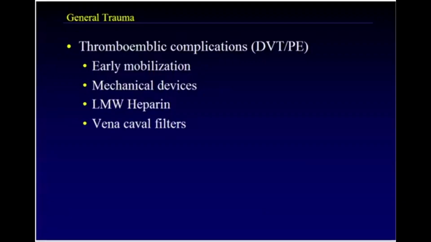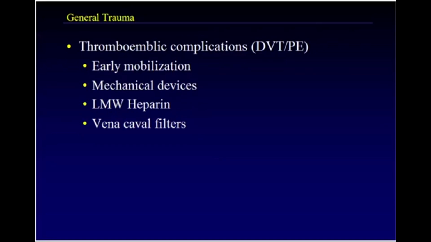Thromboembolic complications are very important in orthopedic traumatic injuries: deep venous thrombosis and pulmonary embolus. They can be prevented by early mobilization of the patient, early stabilization of long bone fractures, which will allow you to mobilize the patient early, and then as well the use of prophylactic measures such as mechanical devices, foot pumps, SCDs. You all are probably aware that in orthopedic trauma, at least, there's never been any study that's demonstrated superior efficacy of one of those techniques over the other.